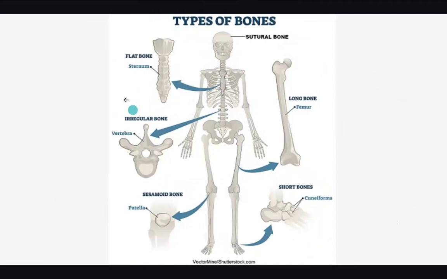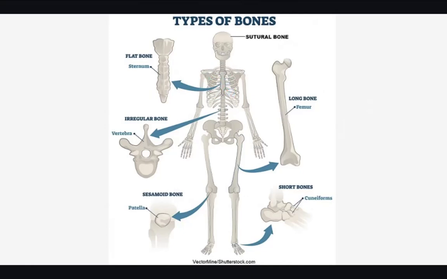So bones can be classified according to their shape and structure. You have the one that is found in our chest area, the one that connects our rib cage. So you have the sternum. The sternum is a type of flat bone. This is connected to the cartilage that connects also to our seven ribs that protect our lungs and our heart.